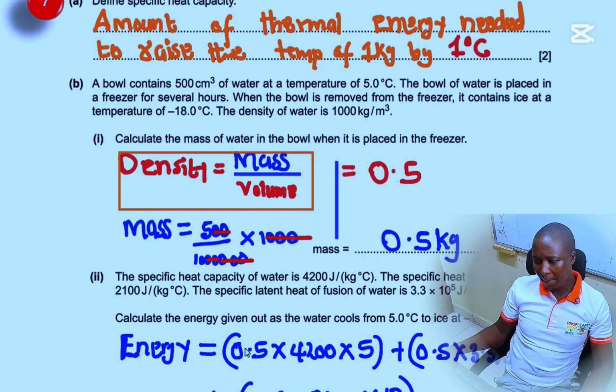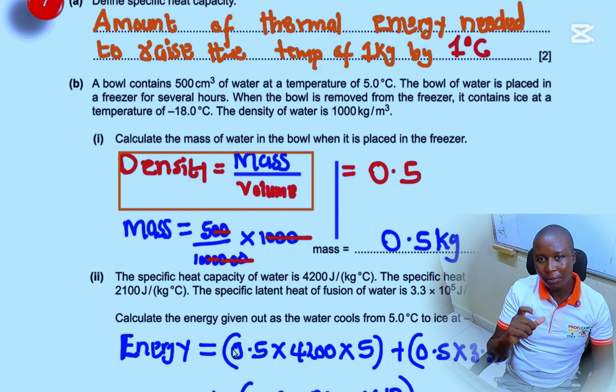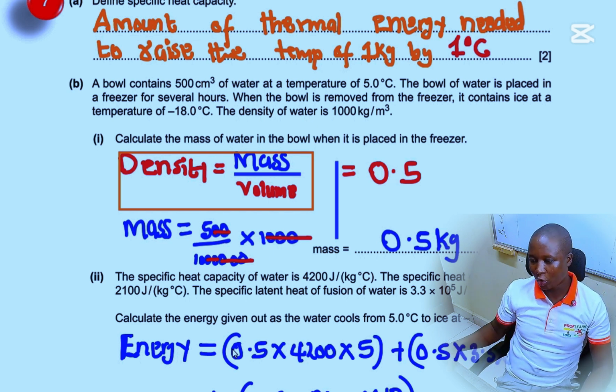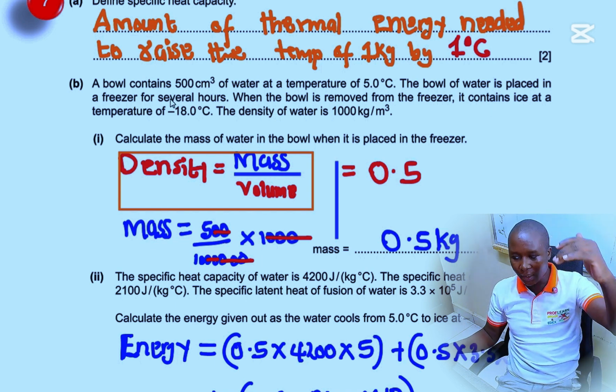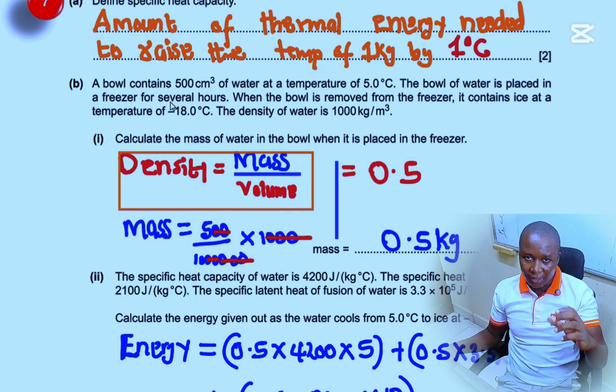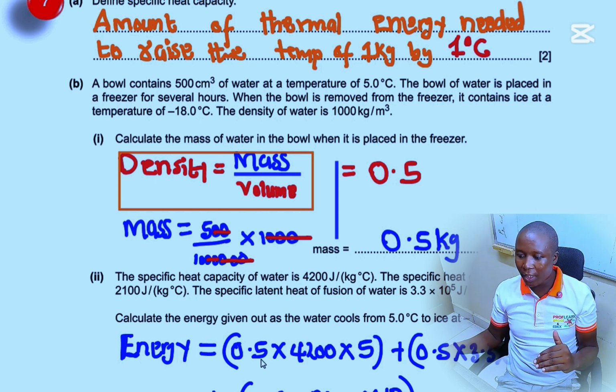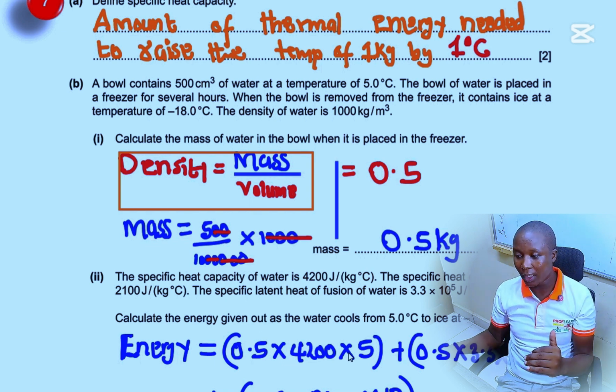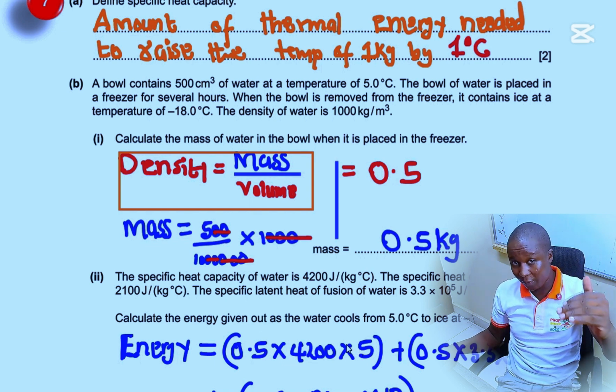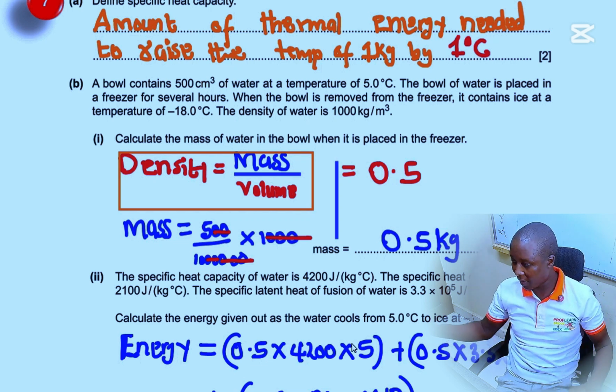So remember, thermal energy is given by the formula mass times specific heat capacity times the temperature change. So we are told that a bowl containing 500 centimeter cubed of water at a temperature of 5 degrees Celsius is placed in a freezer. So the temperature will decrease from 5 degrees Celsius to 0. Which amount of thermal energy will be given out? It will be 0.5 times 4,200, which is the specific heat capacity of water, times the temperature change from 5 to 0. That amount of heat will be given out.